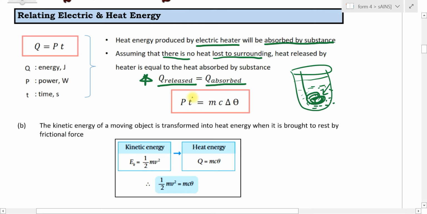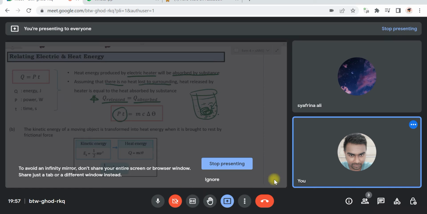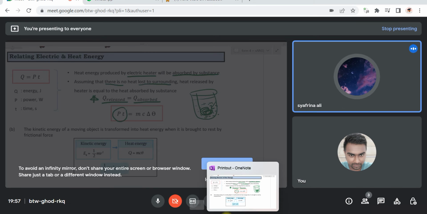Jadi, macam mana dia dapat PT ni? Do you know where the P and T come from? Yes, Safrina? P is power, T is time.